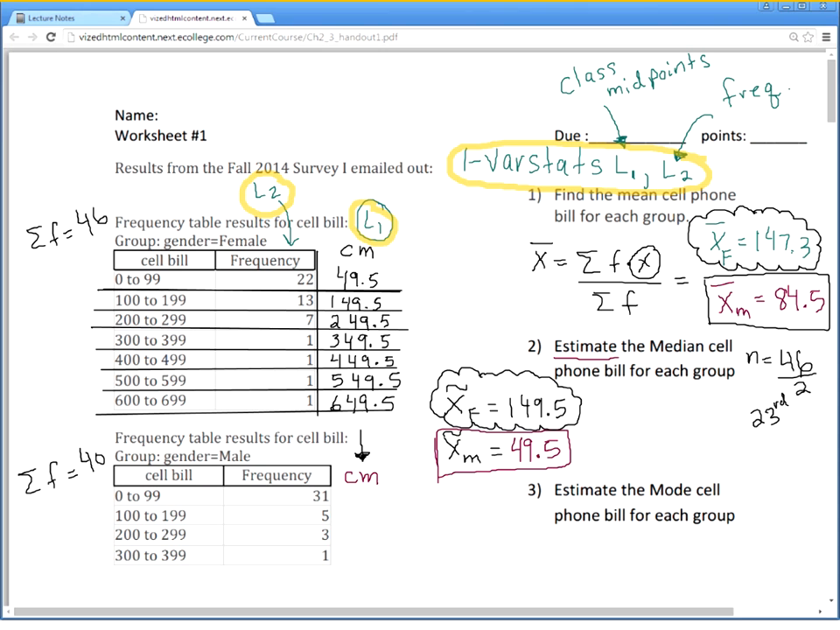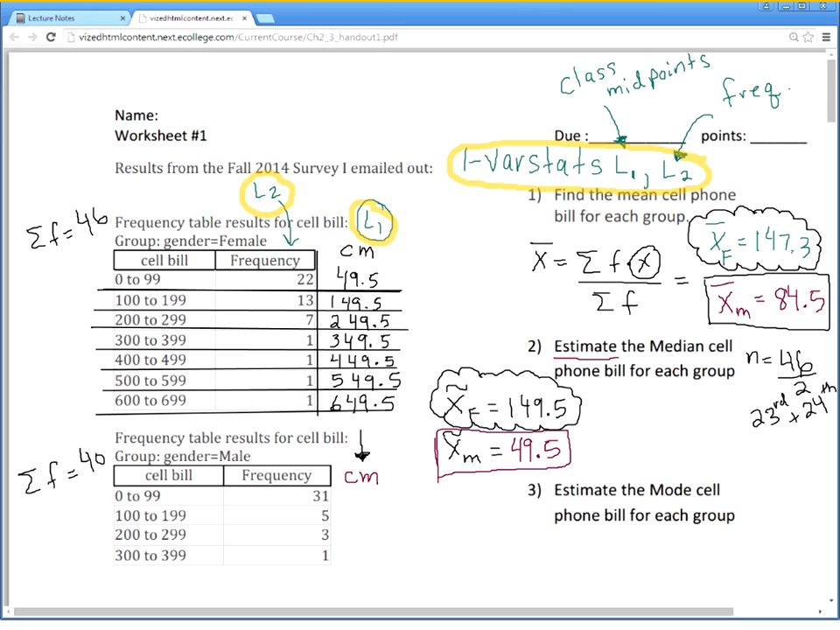Now, these are not actual data values. That's the position of your data. So you're going to take the 23rd, and then you're going to take the 24th. Those are the ones that are going to get averaged out. Again, I do not know what my data values are. I just know the position where the median is located. So it's in the 23rd and the 24th.